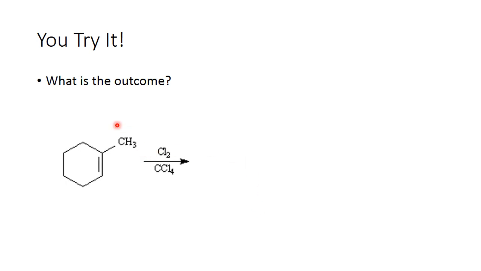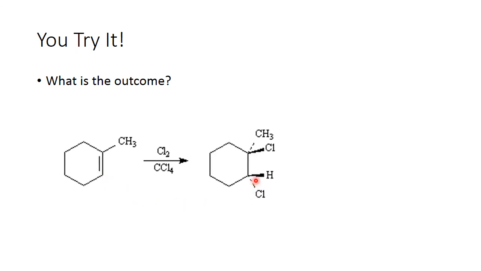So what is the outcome of this reaction? Here we're going to have halogenation of the double bond. Chlorine's going to add to one and another chlorine to the other carbon in the double bond, and we lose the double bond. Notice this anti-addition, so we get chlorine on one side and chlorine on the other side is anti-addition.